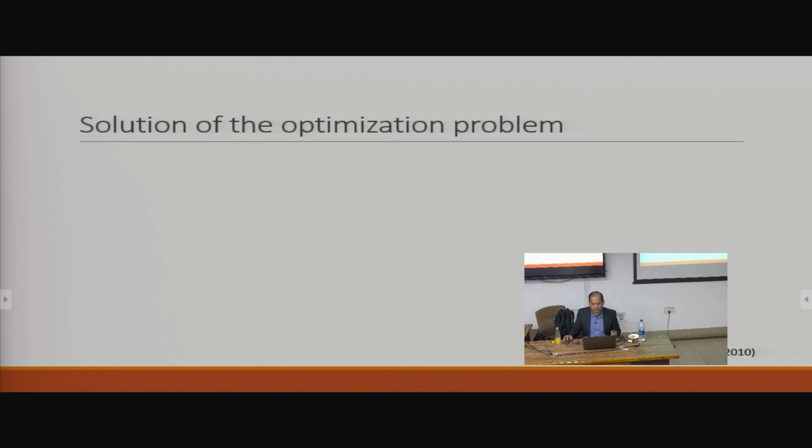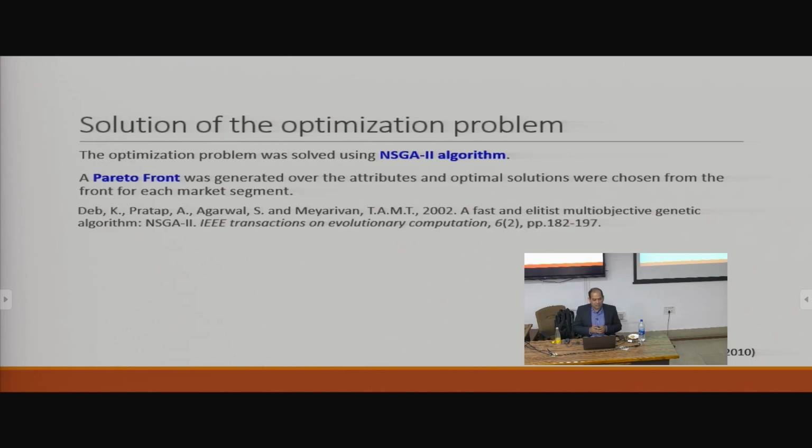Okay, solution of the optimization problem. How did we solve it? The optimization problem was solved using an NSGA-II algorithm, which you saw earlier in one of the lectures. It generates a Pareto front over the attributes, and the optimal solution was chosen from the front for each market segment. So here's the link to that paper. You've already seen that before.